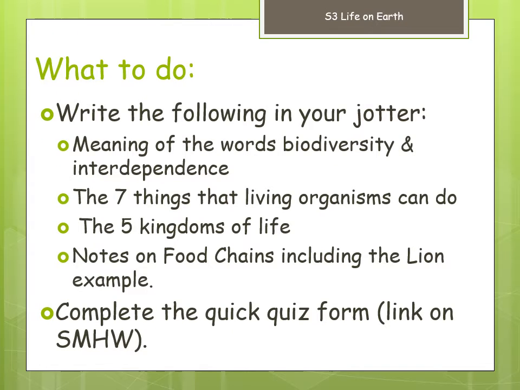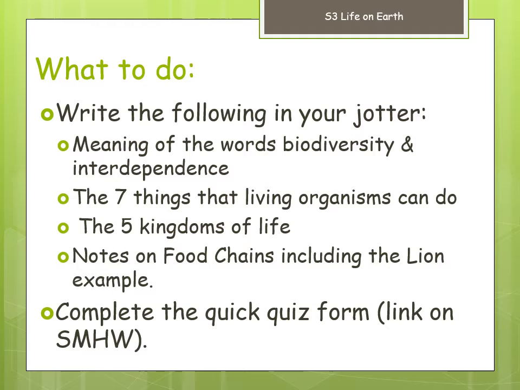And alongside this video, there are some instructions, so things that you need to do. I will put this information on Show My Homework, so you should have seen that already. You'll also see this at the end of the video. So these are the instructions of what you should do. So in your jotter or on a bit of paper, or if you're typing this up electronically, whichever you choose, I expect you to have, at the end of this, meanings of the words biodiversity and interdependence, the 7 things that living organisms can do, the 5 kingdoms of life, and some notes on food chains, including the lion example.